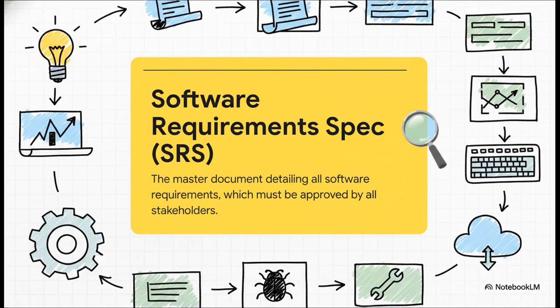All this information, I'm talking every feature, every constraint, every goal, gets compiled into one super important document, the Software Requirements Specification, or SRS. For our app, this thing would detail everything. Photo uploads, filters, the like button, comment sections, you name it. It literally becomes the single source of truth that guides the entire project.